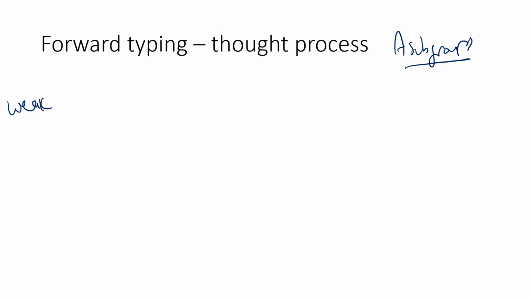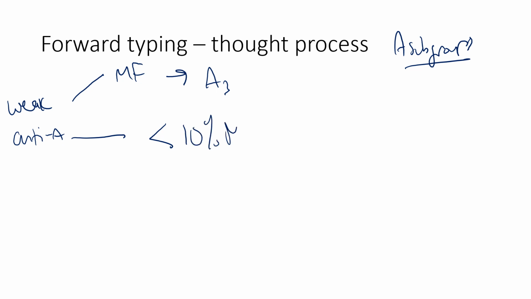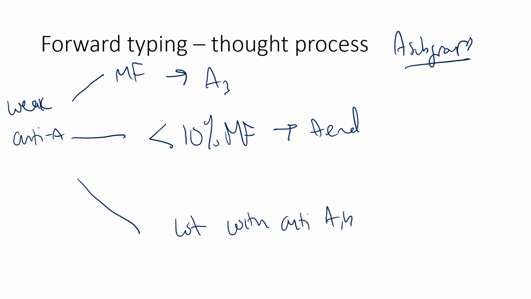So if your forward typing reagent shows a weak reaction with an anti-A reagent, and it's fully mixed field, we're talking about an A3, which is the most common subtype of the A's. If it's less than 10% mixed field, then we're talking about A end. If it's weak plus with an anti-A,B, then we're talking about an AX.